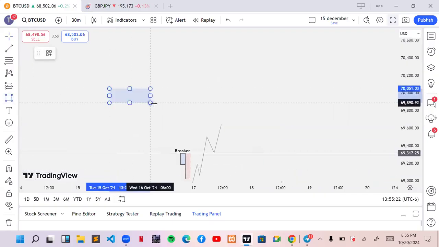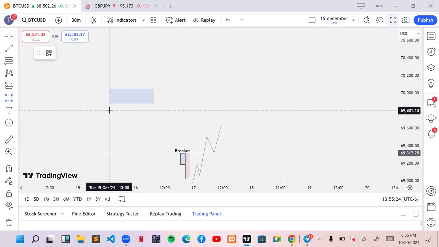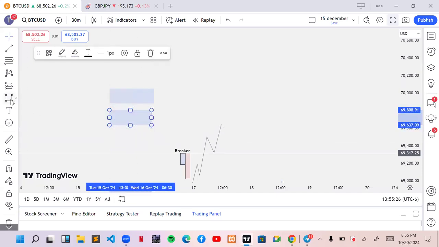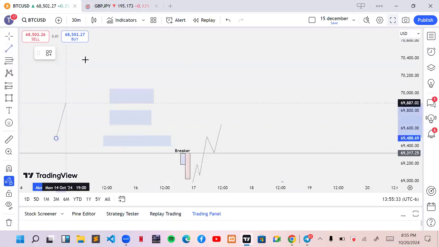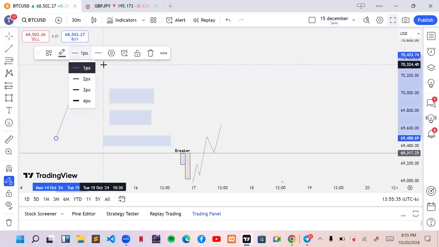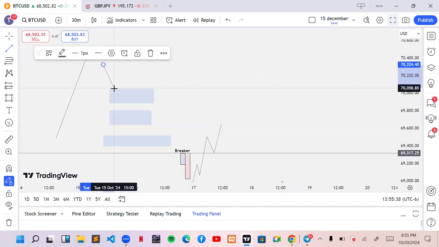So if there's a breaker here, there's also another breaker here, and then there's another block here. If market does a structure shift, which is something like this, and this is the first pullback here. Sorry.